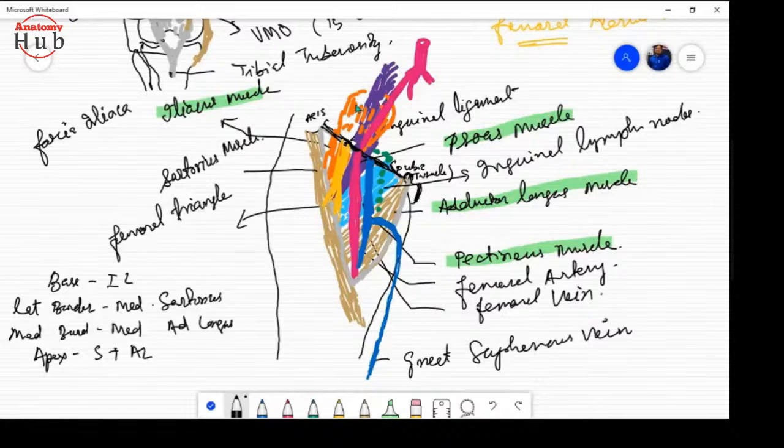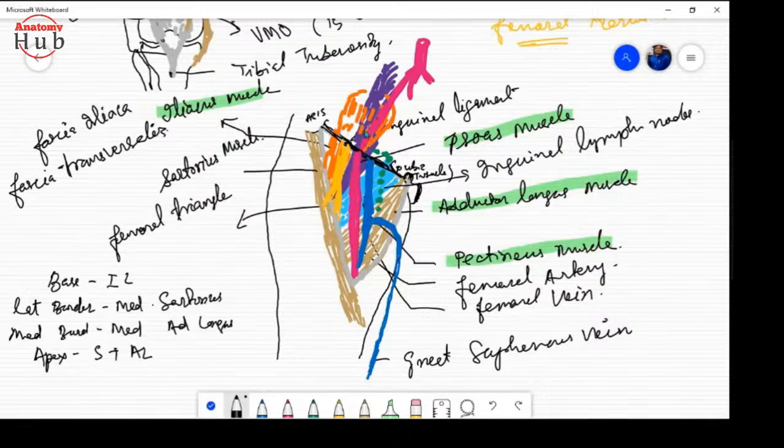So posteriorly you will find the fascia iliaca. And anteriorly you will find the anterior abdominal wall, and the innermost part of the anterior abdominal wall is known as your fascia transversalis. So anteriorly you will find the fascia transversalis, and posteriorly you will find the fascia iliaca.